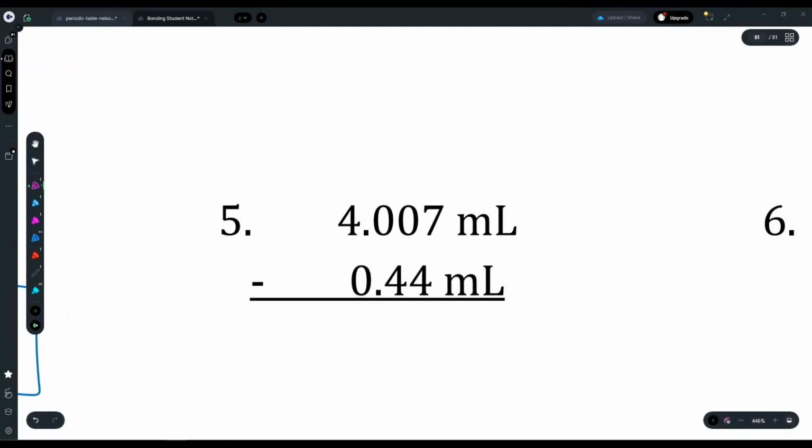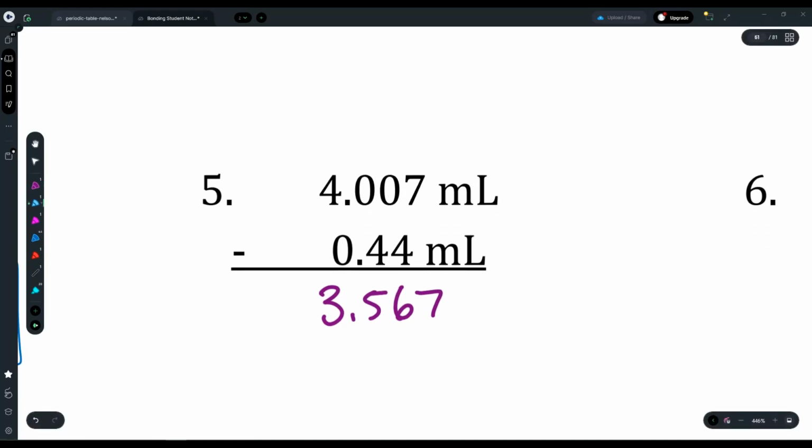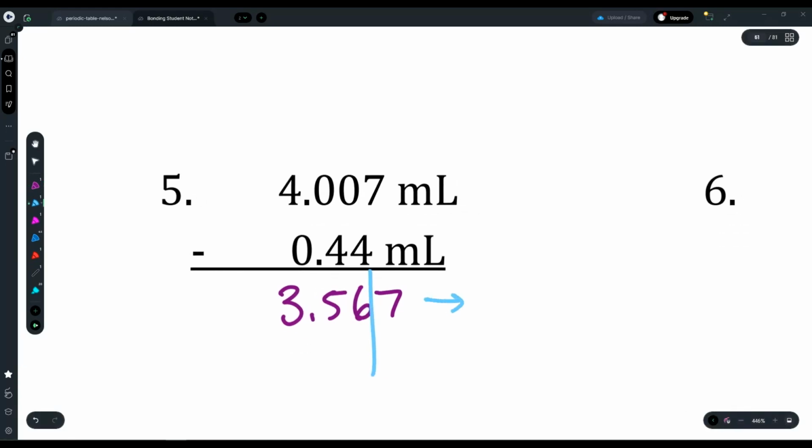Okay. But looking at this, one of these has 3 digits after the decimal, the other one has 2. We're going to go with the value that has just 2 digits after the decimal, and so our final answer is going to have only 2 digits after the decimal. So that's going to be 3.567, and then 2 digits after the decimal. Our cutoff line is right there, so that we get 3.57.